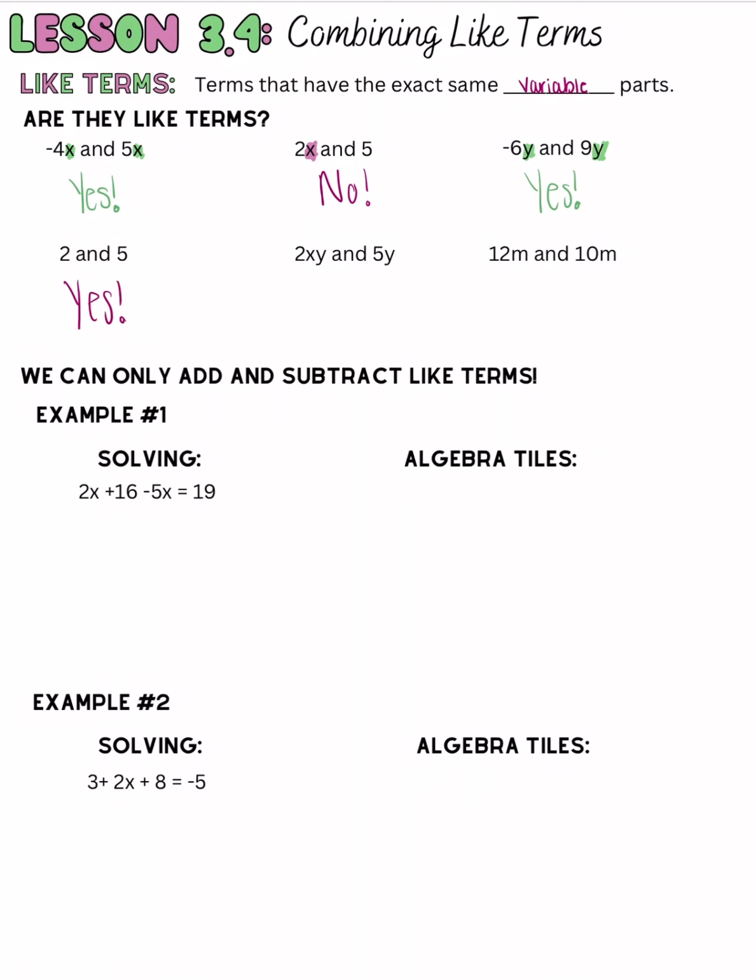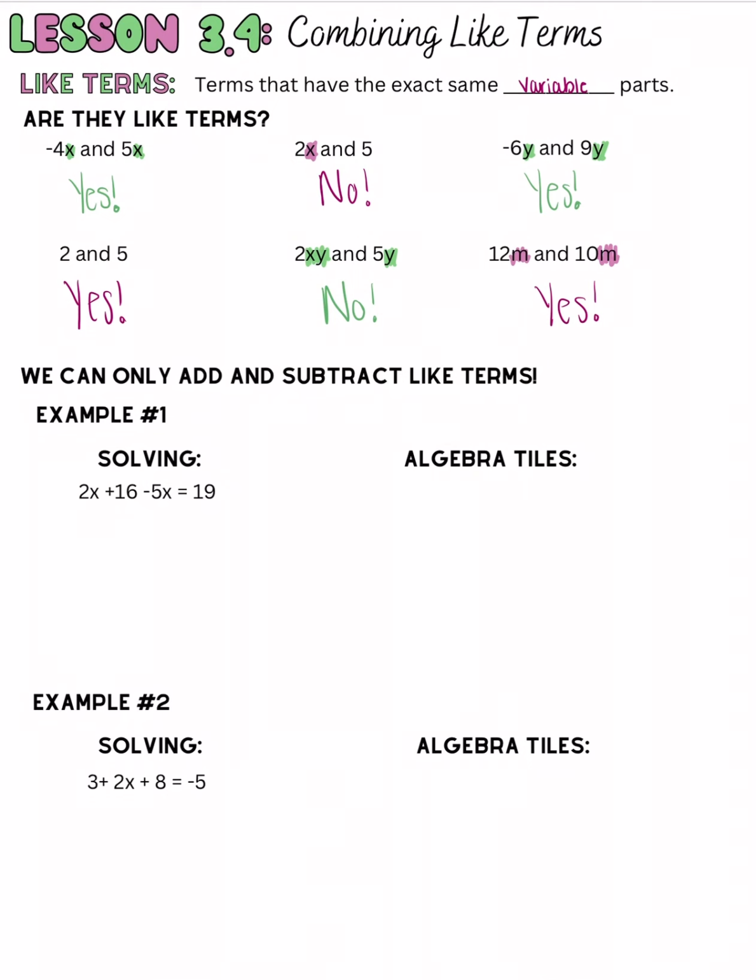2xy and 5y, they have a similar variable part, but they do not have the exact same. 5y does not have an x with it, so no, these are not like terms, okay? And then we have 12m and 10m. Yes, we can, because they are the exact same variable part. They have to be the exact same.